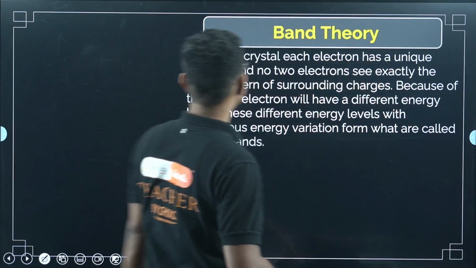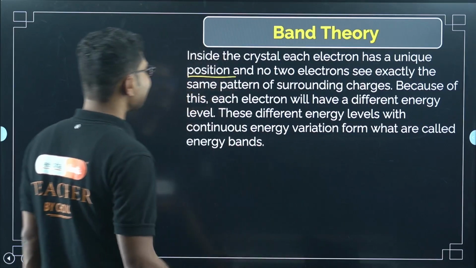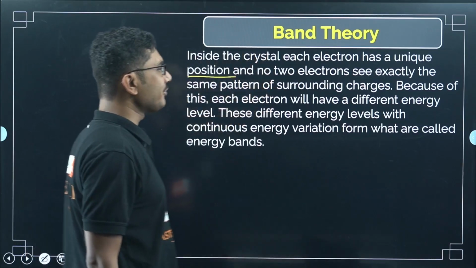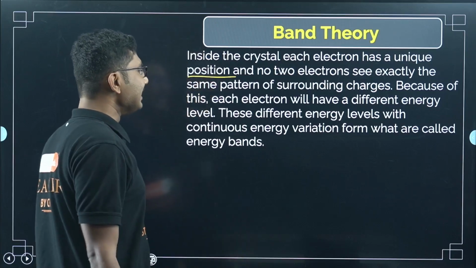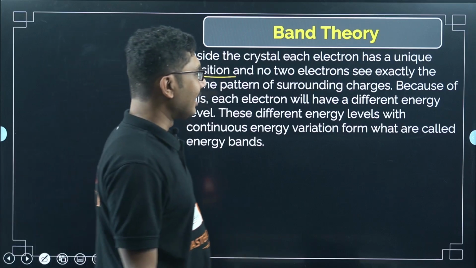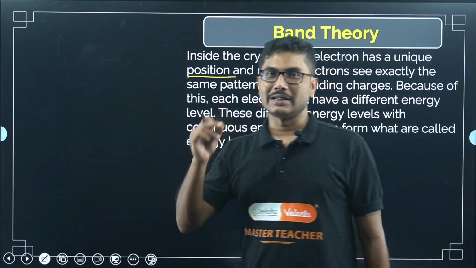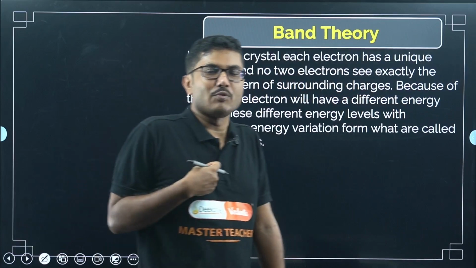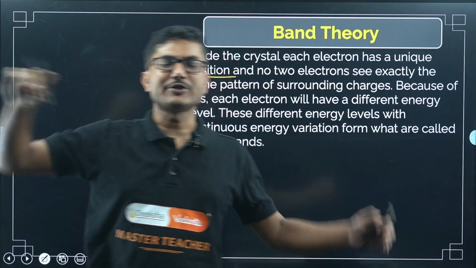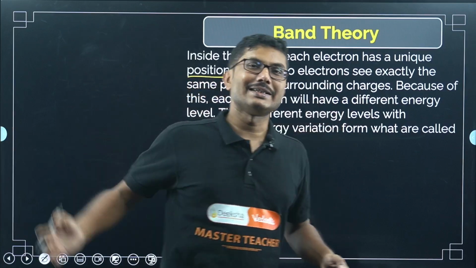Each electron has a unique position, and no two electrons see exactly the same pattern of surrounding charges. Because of this, each electron will have a different energy level. These different energy levels with continuous energy variation form what is called an energy band. So individually one electron is varying in energy. Suppose I have 1.1 eV, another one has 0.9 eV, another one has 1 eV. So each of the electrons has a different energy, but when they sit together, their average energy is constant.